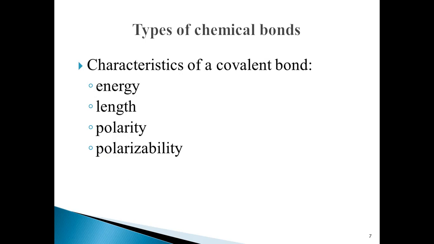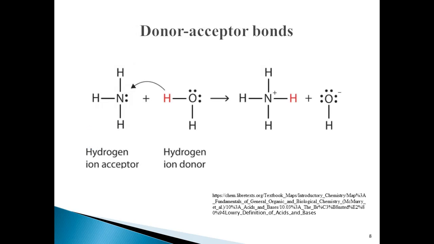Properties of a covalent bond are expressed through its quantitative characteristics such as energy, length, polarity, and polarizability. If a covalent bond is formed by the pair of electrons of one of the reactant species, it is called a donor-acceptor or a coordination bond. An atom or an ion which gives its electron pair is considered to be a donor, and one that gives a vacant orbital is called an acceptor. A typical example is the formation of an ammonium ion by the reaction of ammonia with a proton.